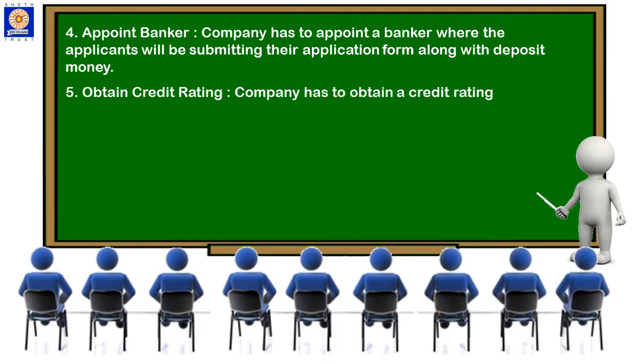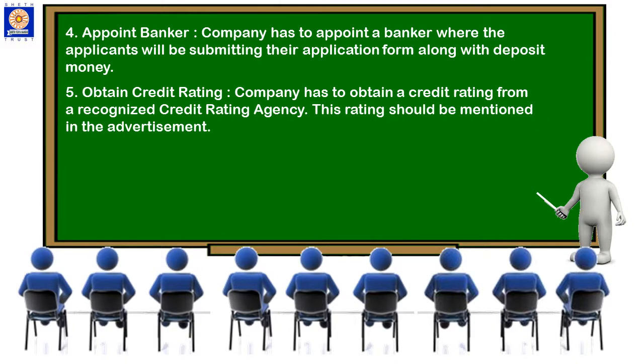Our fifth point is obtaining credit rating from a credit rating agency. Obtaining a credit rating from a credit rating agency is very important whenever the company is raising capital through borrowed funds, that is in a borrowed manner. Example, public deposits, debentures. The rating given by the credit rating agency should be mentioned in the advertisement, so the applicants can observe it and take their decision wisely. The company cannot cheat in this matter.